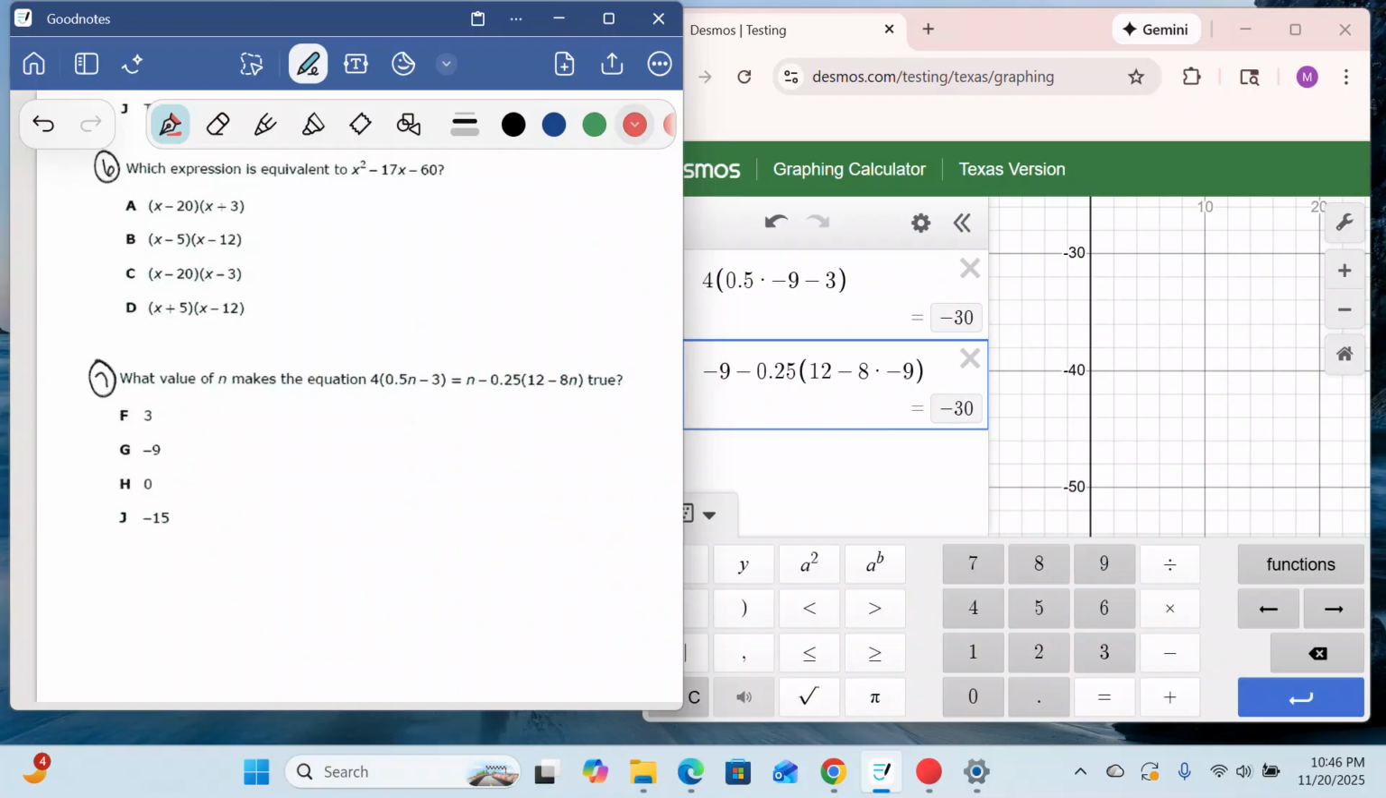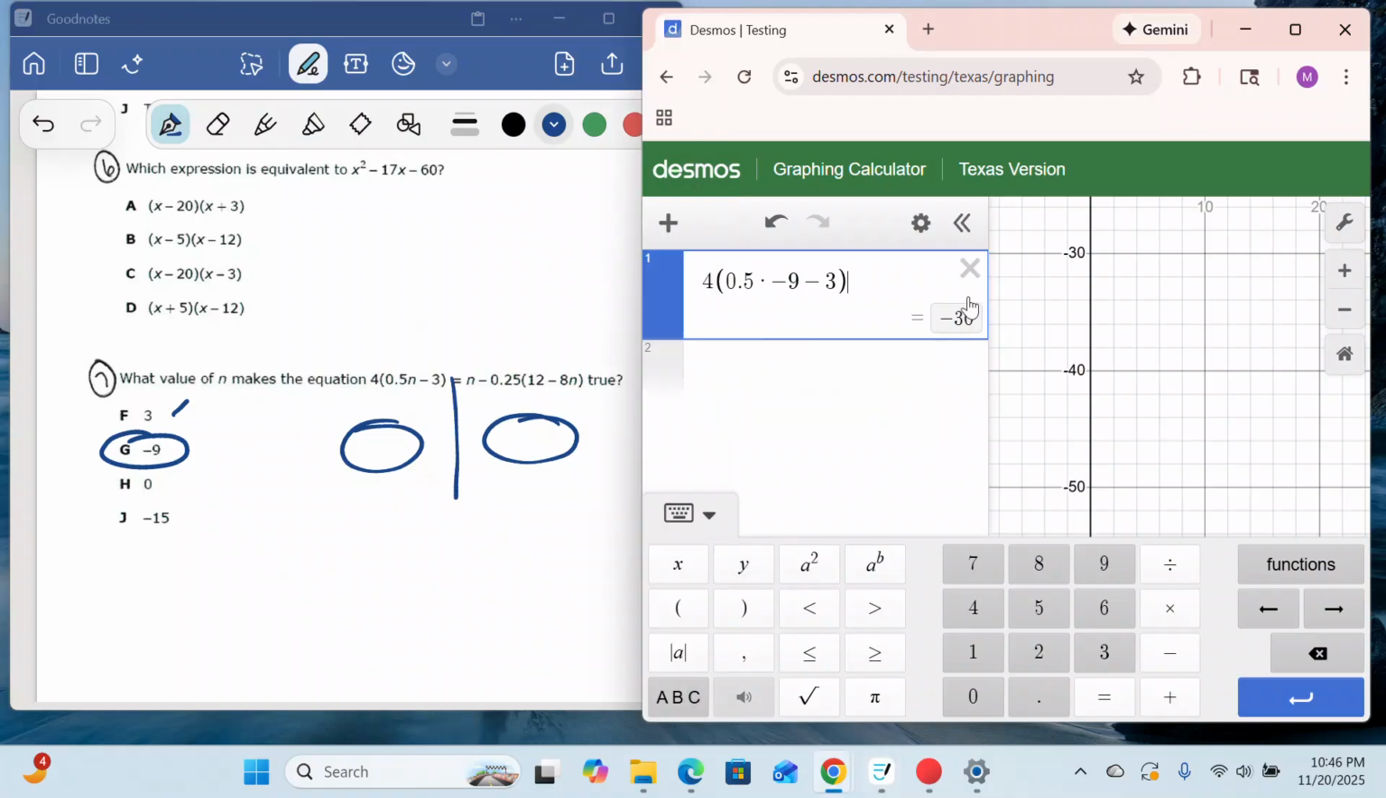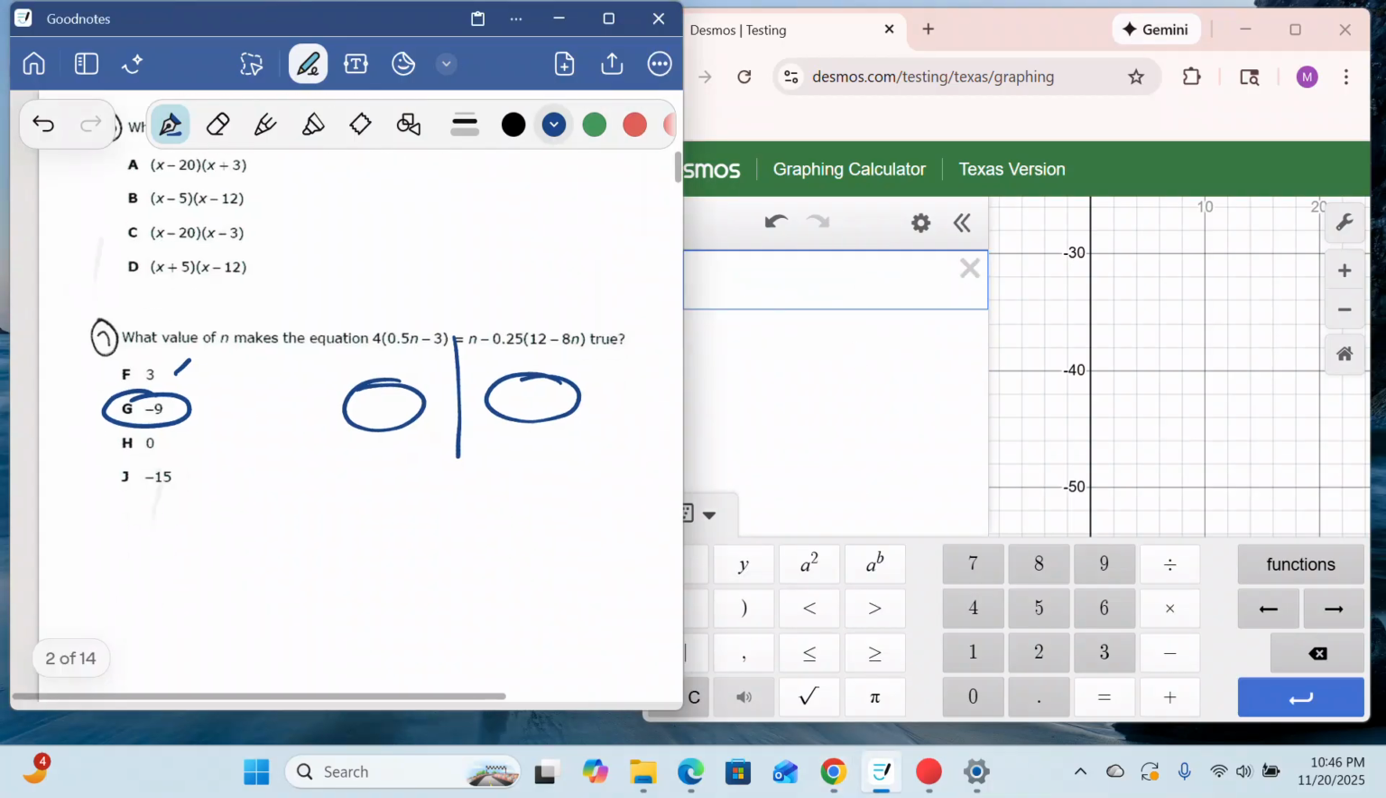But once again, the answer choice is G. And remember that anywhere there's an N, you're going to replace these numbers and make sure that this side is equal to that side via the Desmos format. So that concludes number 7. We're going to move right along to number 8.